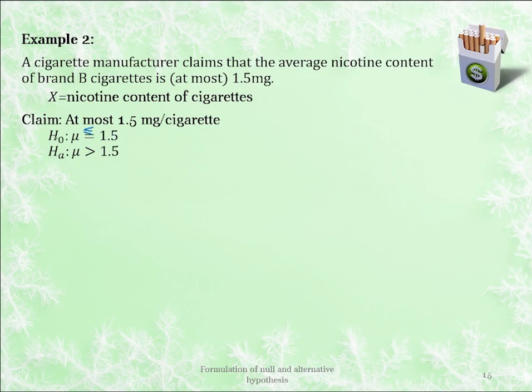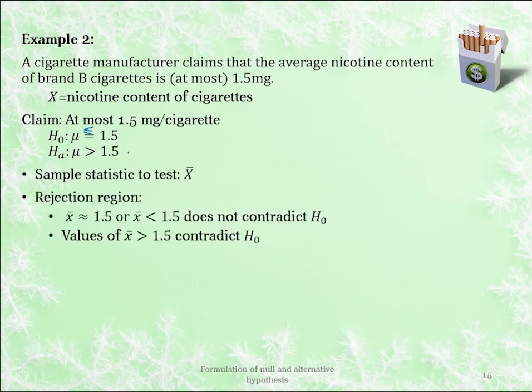So let's say we're doing this test from the consumer point of view. Then we are testing whether the average is more than 1.5. We want to disprove them. If you're the manufacturer, maybe you would want to prove that it is less than 1.5. So you need to read in the context of the question: who is doing the test? What are they interested in proving? So we're doing this one from the point of view of a consumer. So let's say our sample statistic that we're interested in using here is going to be X bar. So we're going to look at the average nicotine content.